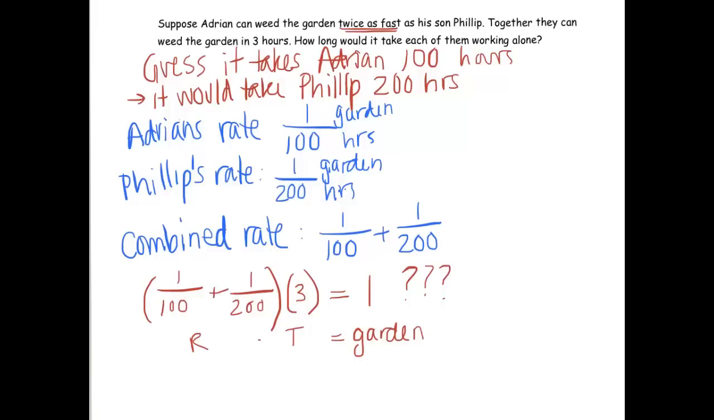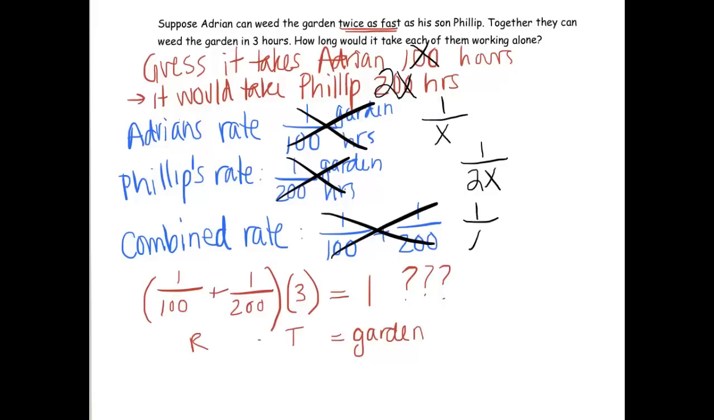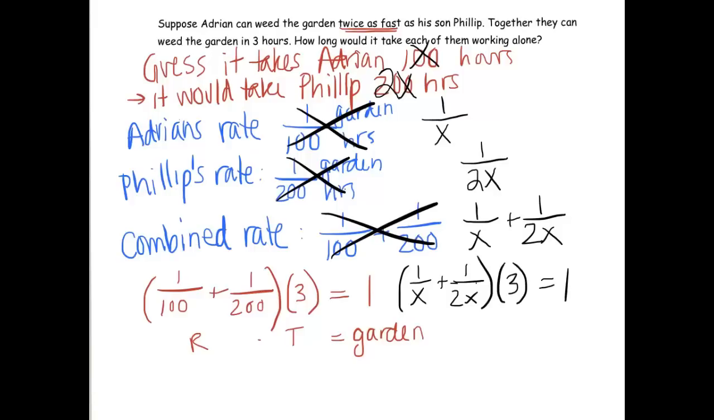Instead of 100, let's guess x hours. Philip was twice as fast, so that's now going to be 2x hours. So Adrian's rate is now 1 garden for x hours. Philip's rate is now 1 garden for 2x hours. Their combined rate is now 1 over x plus 1 over 2x. And we now have to take their combined rate, multiply by 3, and that better be equal to 1. Now I can solve for x. And if you look back at the top, I can see what x stands for. x was Adrian's time. Let's solve this equation on the next slide.